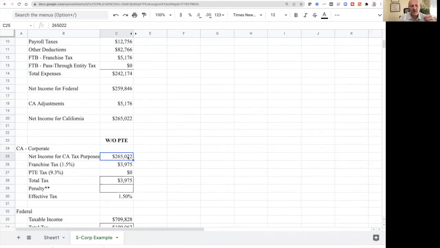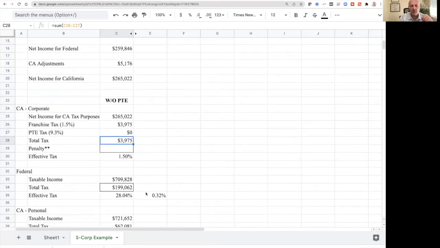First, we're going to calculate what the franchise tax is on the net income of the California Corp. In this case, it's going to be $265,022, which we've taken right above here. And then we're going to multiply that by the 1.5%, which is the California franchise tax. Now, because in this scenario Art Vandelay has chosen not to elect the pass-through entity tax, that is zero. So the total corporate tax for California is $3,975, or an effective tax rate of 1.5%.